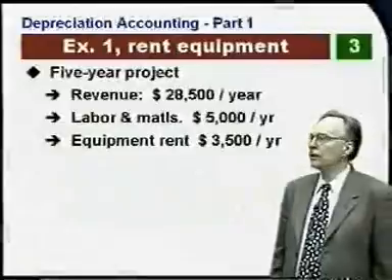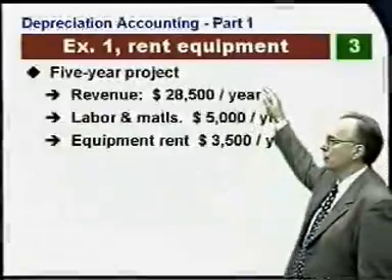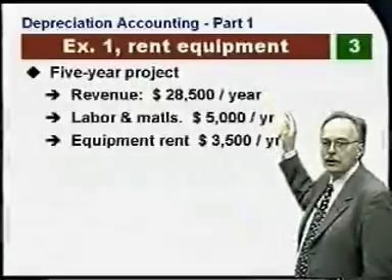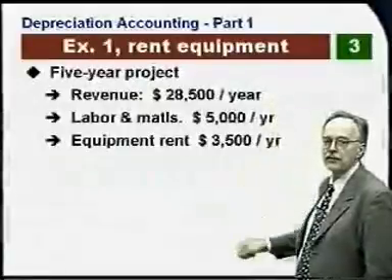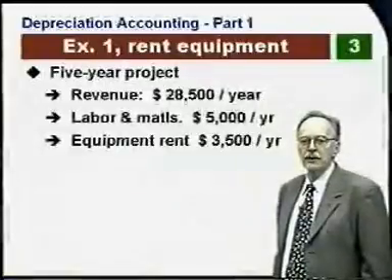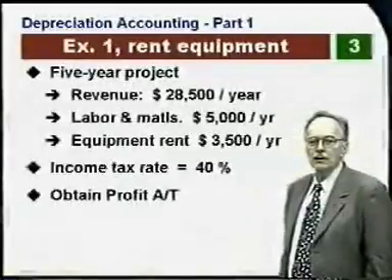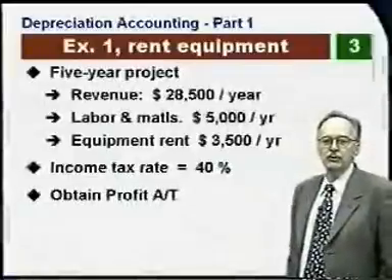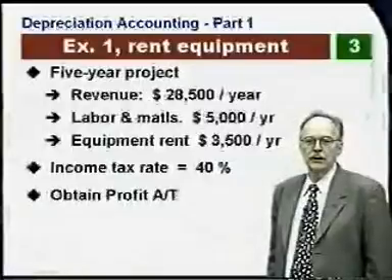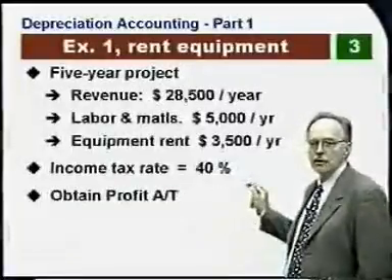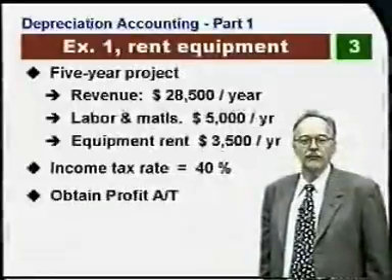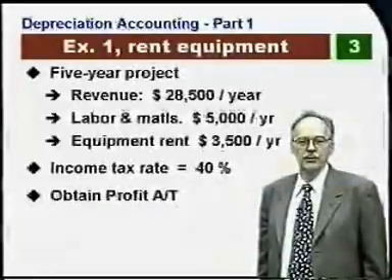Let's look at an example. Here we have a 5-year project that a company is looking at with expected revenues of $28,500 a year. Labor and materials expenses are expected to be $5,000. And this company is going to rent equipment that's going to cost $3,500 a year. This company finds itself in the 40% tax bracket. Perhaps it's a combination of federal, state, and local taxes. However that's obtained, we'll take that as the marginal tax rate. And we wish to obtain the profit after tax for this company for this 5-year project.